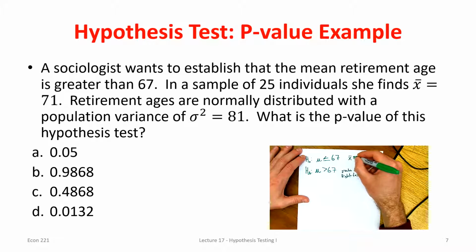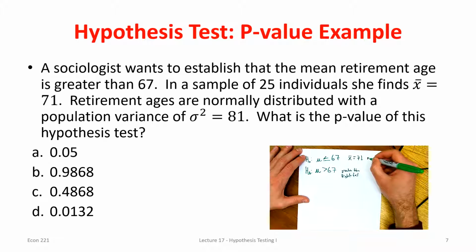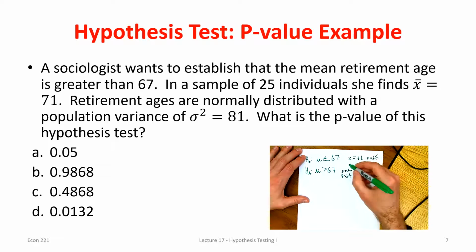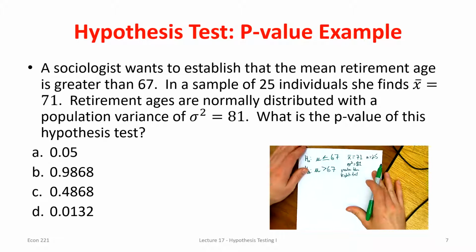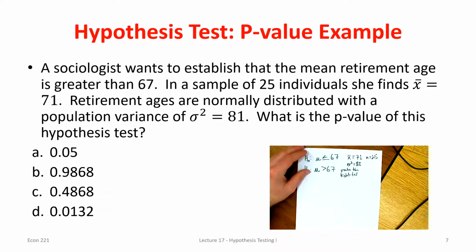So sample mean we found was 71 out of 25 individuals. We're told the population variance based off maybe historical data is 81. And I didn't give you an alpha here because I'm going to show you something at the end that you can do. So all we're going to do is try to calculate the p-value and then think about, can I test against several alphas kind of quickly?